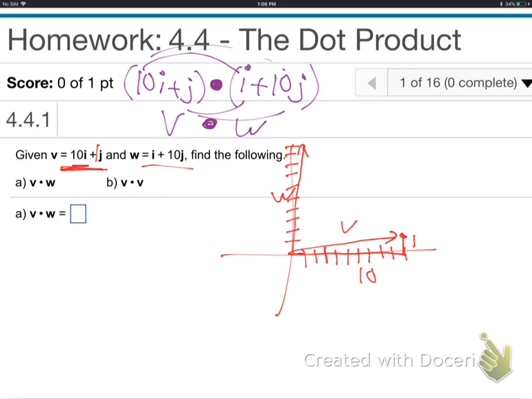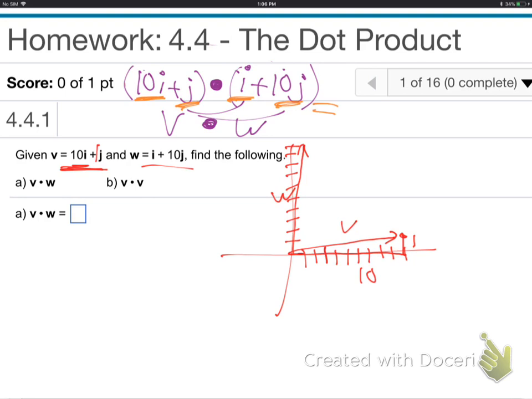So they said they didn't go with the FOIL thing. Instead, what they ended up doing is they said, hey, let's just multiply the I number with the I number and drop the I's. And then we'll multiply the J number with the J number and drop the J's. And then just add up those numbers, and that'll be it. That's called the dot product. It's actually easier than FOIL.